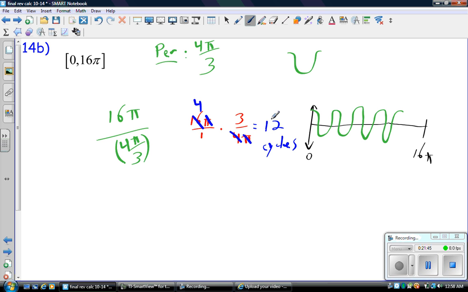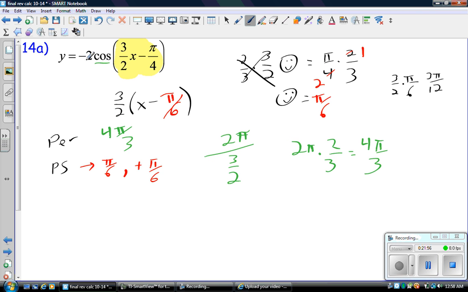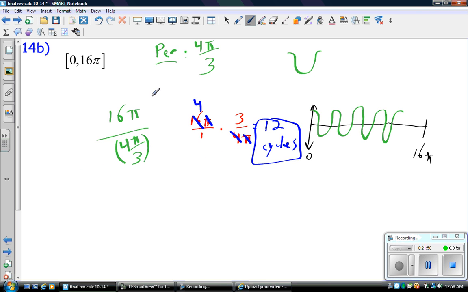That's how many cycles. So I'd have 12 cosine waves, top to top, in between there. Actually, that would have started low because it was a negative, but that doesn't influence the cycle, so 12 cycles total. All right, so that puts us well over halfway through the calculator OK part.